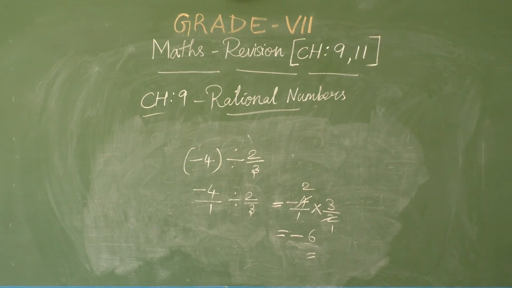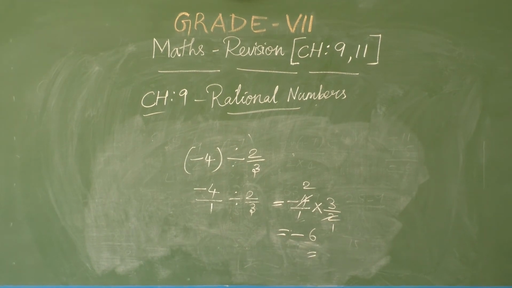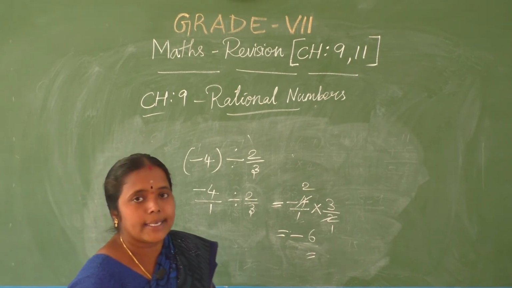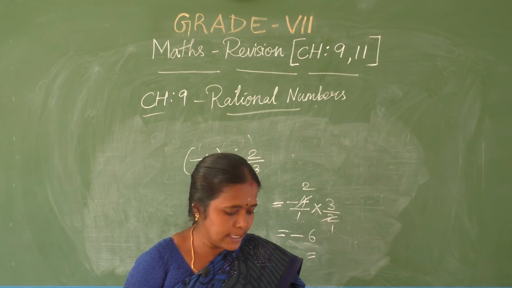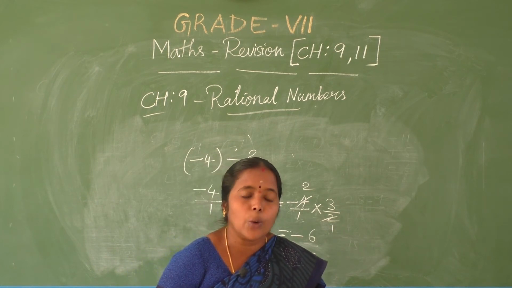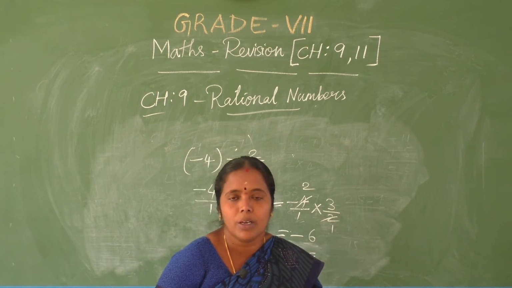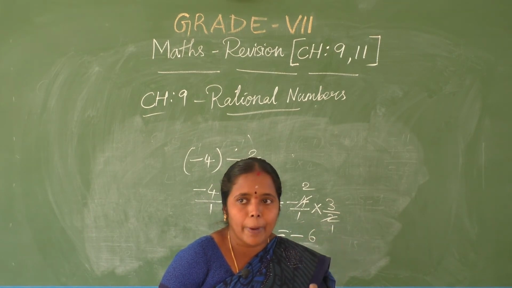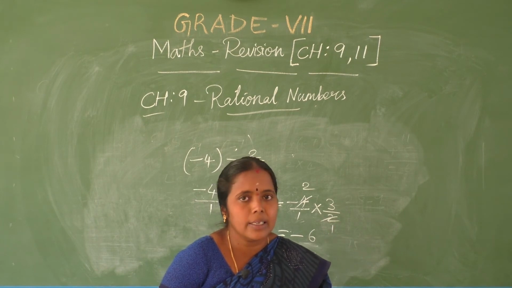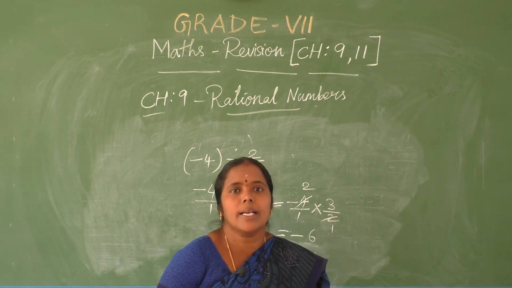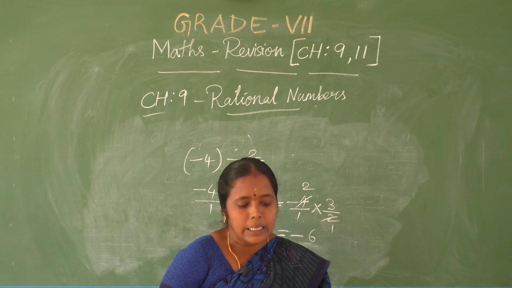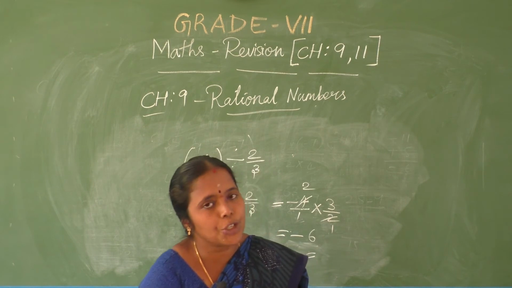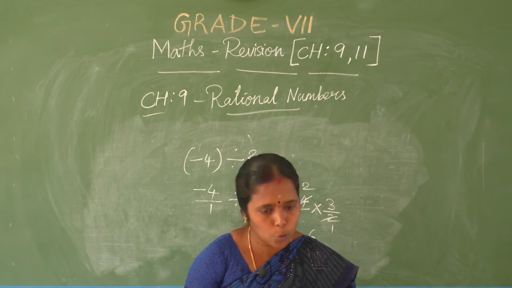So side by side, now we have revised it. What are rational numbers? What are positive rational numbers? What are negative rational numbers? How to write it in standard form? How to represent it on the number line? How to compare any rational number with the other? How many rational numbers are there between any two rational numbers? Then how to add, subtract, multiply, divide. Fully we have revised it. Just go through the exercise sums. Based on that, a worksheet will also come.